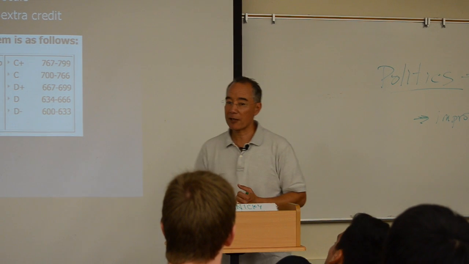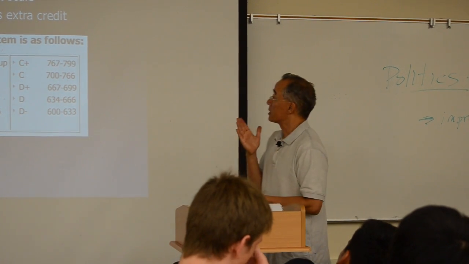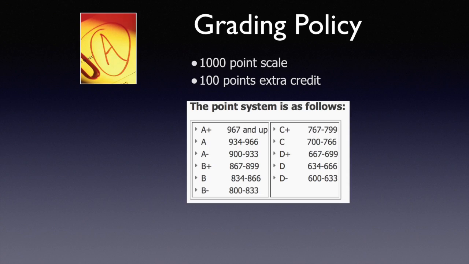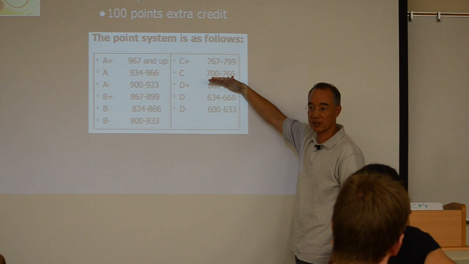Let's talk a little bit about grading policy, and then we're going to take a break. Okay. It's a 1,000-point scale. There's 100 points of extra credit. To get an A in the class, you need 934 points. If you're just trying to pass the class, you need 700 points. Okay? So it's pretty much straight percentages.